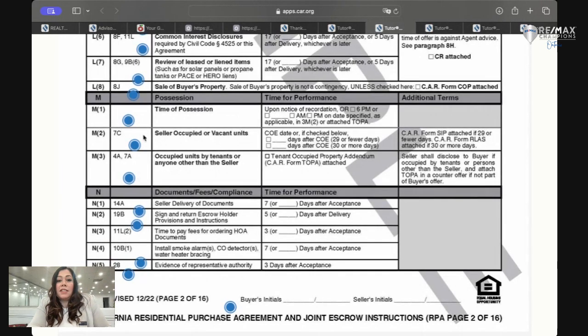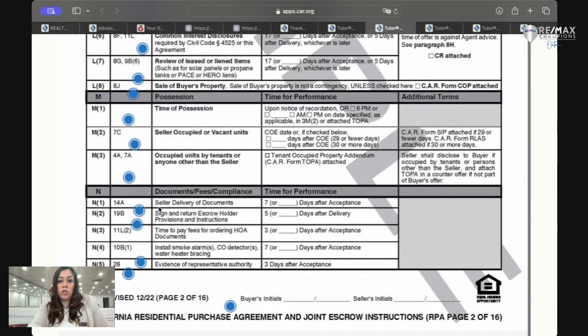And then if it's a tenant in the property, you definitely want to include the TOPA form. You definitely want to, because you want to have an understanding on those tenants when they are either leaving, or if you're accepting the tenants, that's fine. But that form is super important to include. Don't just take their word for it.